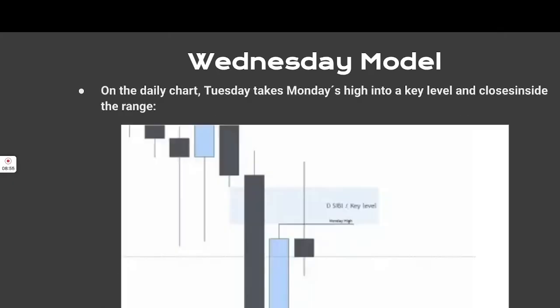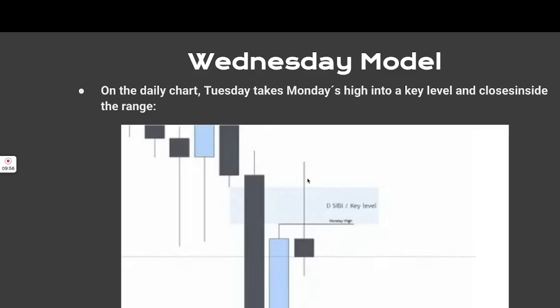So taking a look at this chart right here, this is a daily chart. Monday's range high right here, Monday's range low. Tuesday takes Monday's high into a key level, which is this fair value gap right here, and then closes inside the range.